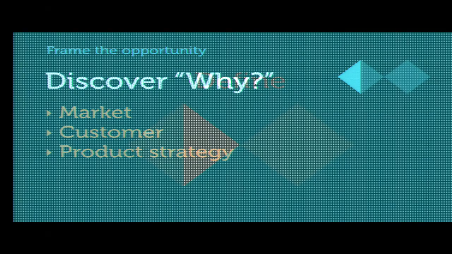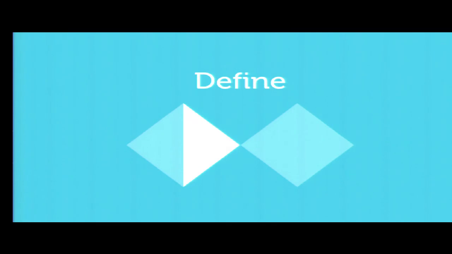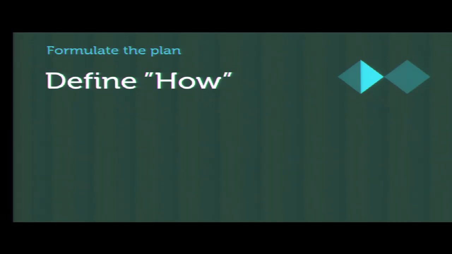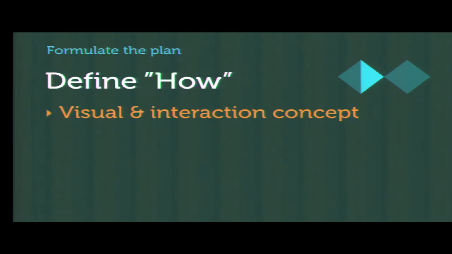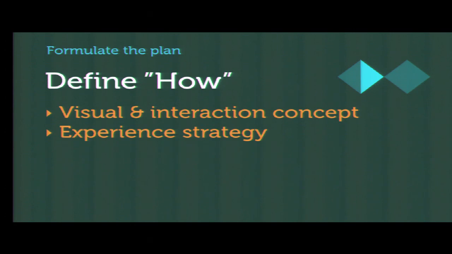Okay, so if we have answered why and we want to proceed, then we have to start formulating the plan. Define how we're going to solve this problem or take up this challenge. So we now have a more or less solid grasp on why it's a good idea to pursue this project. We want to now define how to tackle that. And you do that by developing a concept: a visual and interaction concept. You define an experience strategy and you define a content strategy.